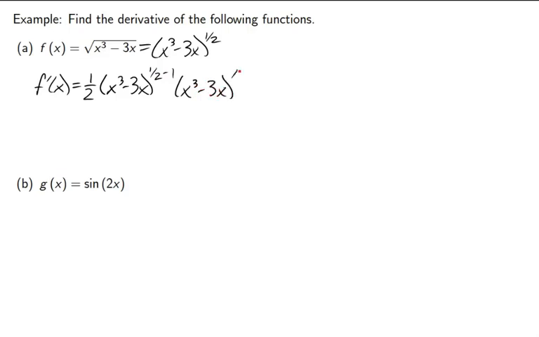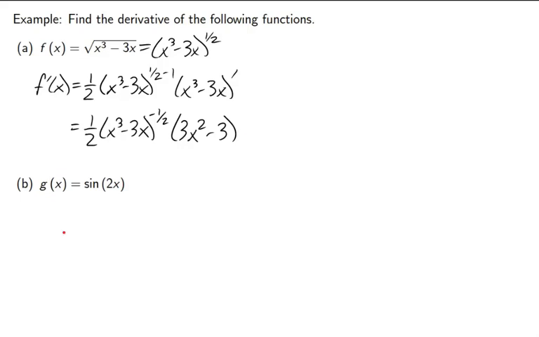So this is the strategy. Take the derivative of the outside and leave the inside alone in the process. Then multiply by the derivative of the inside. We get 1/2 x cubed minus 3x to the negative 1/2 times the derivative of the inside, which is now 3x squared minus 3. At this point you should be getting pretty good at taking derivatives of polynomials.